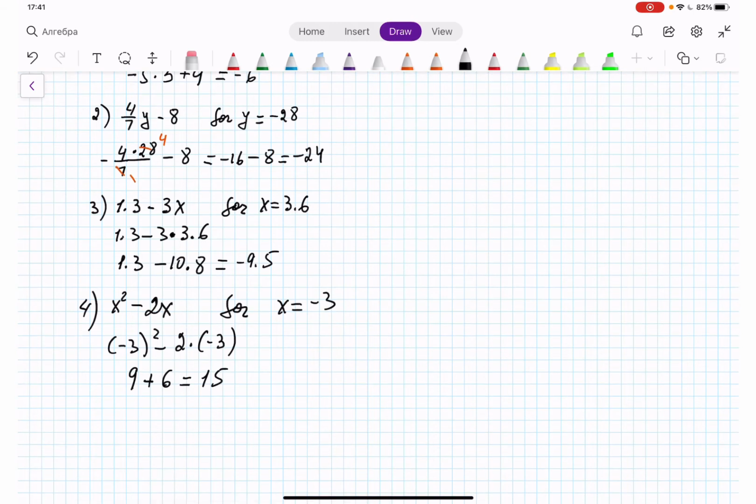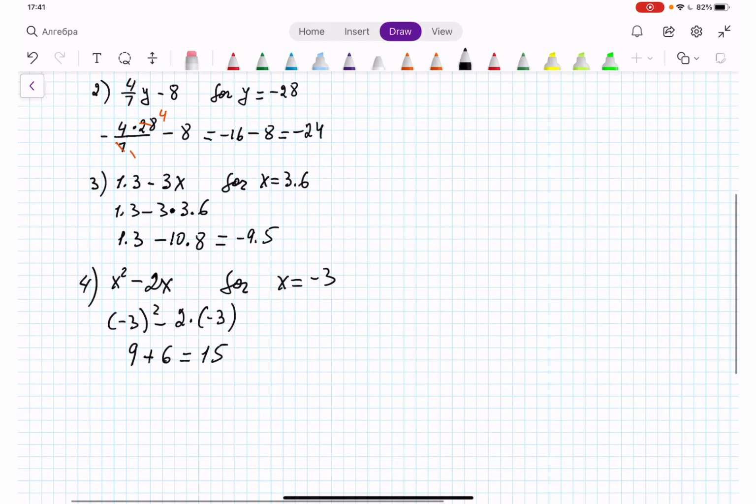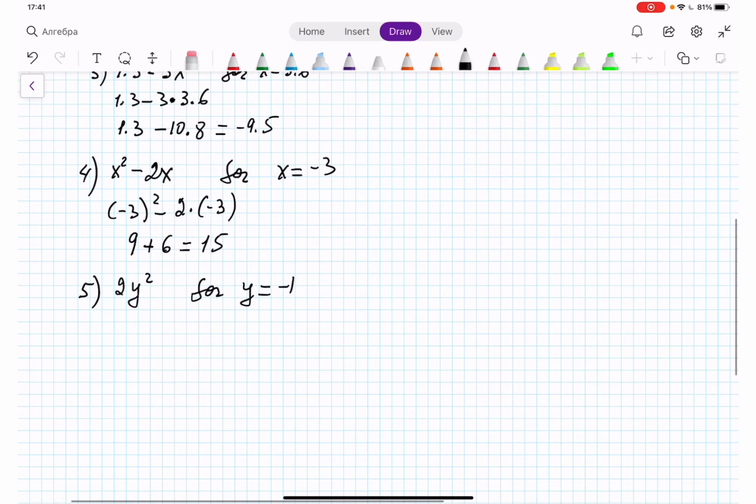Question number 5. Evaluate 2y squared for y is equal negative 1. So that's going to be equal 2 times negative 1 squared, which is going to be equal 2 times 1 equal 2.